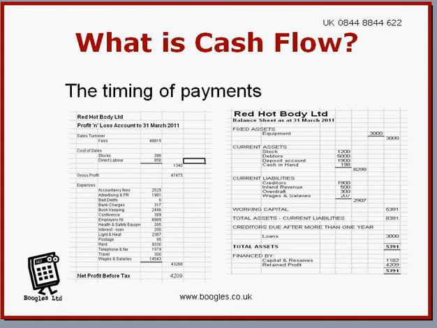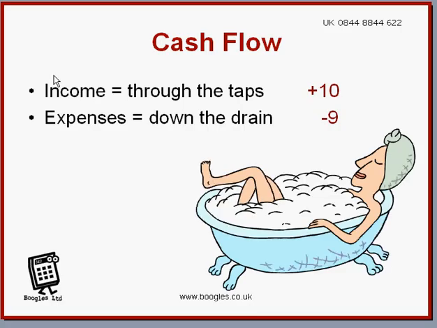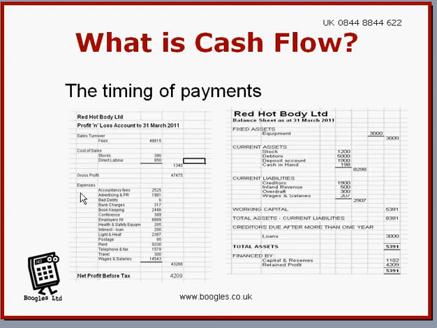And what cash flow is, in a nutshell, is what comes in, your income. Think of it as a bath. It comes in and then it goes out as expenses down the drain. And in terms of cash flow, you always want more income coming in than you have expenses going out. And when you think of your cash flow, these are your sales, you want to realize this into cash as soon as possible, and these are your expenses.